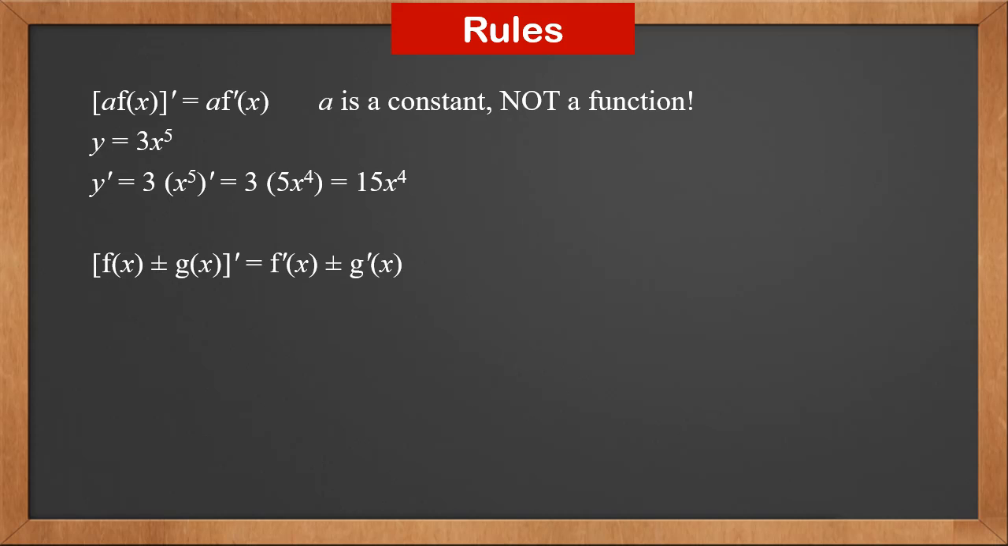The derivative of the sum or difference of two functions is the sum or difference of their derivatives. For example, y is x squared plus x cubed plus 5. This is the sum of three functions. We can differentiate them separately and add them together. So y dash is x squared dash, plus x cubed dash, plus 5 dash. This is 2x plus 3x squared.